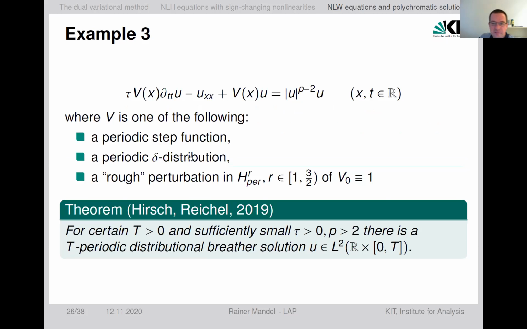Let me give another example by Wolfgang Reichel and Andreas Hirsch in 2019. They considered a similar problem here, and they considered also strange potentials. So periodic step functions, periodic delta distributions, and rough perturbations of the constant. What does this mean? You need a certain amount of roughness, that means discontinuity, so that sufficiently large gaps in the spectral theory of the corresponding Hill operator or Schrödinger operator open.